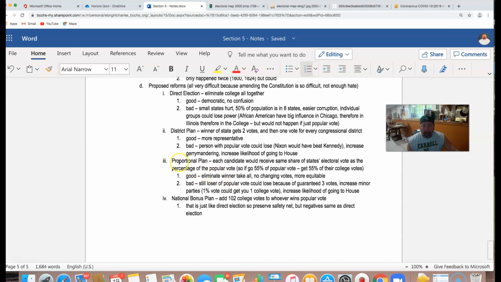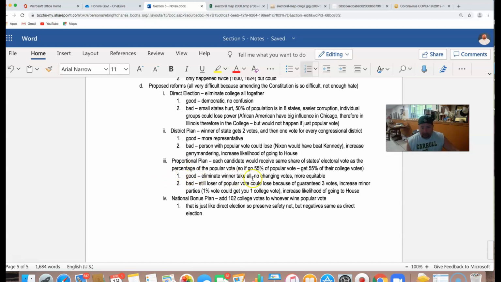The proportional plan: each candidate would receive the same share of the state's electoral votes as their percentage of the popular vote. So let's talk California. Let's say the Democrat gets 65% of the vote, the Republican gets 35% of the vote. Now you're going to divide those 55 electors up. 65% of them go here, 35% go here, and what do you have, guys? You got rounding errors. You have to round up, you have to round down. How's that going to work? Okay, I think it's a bad idea.